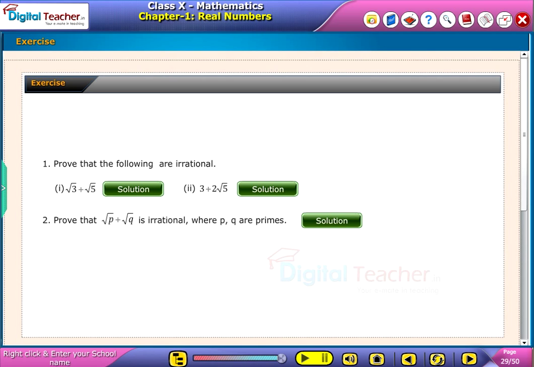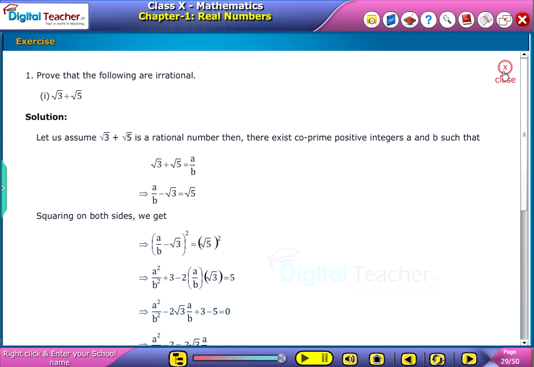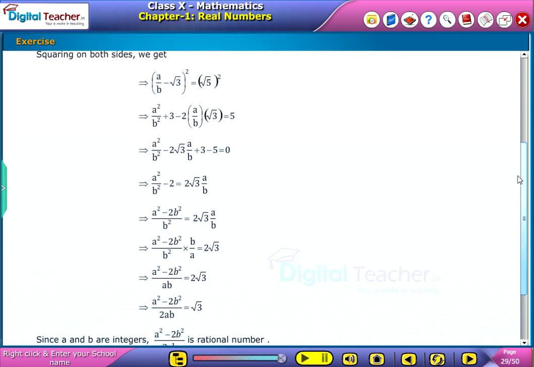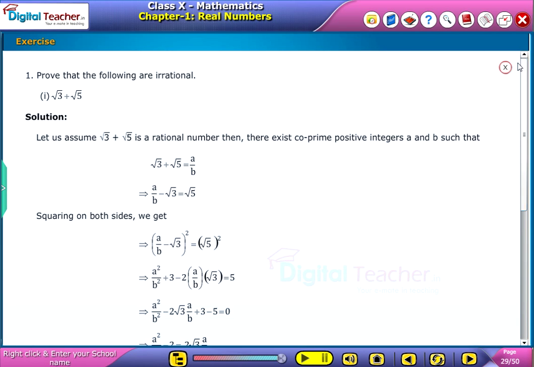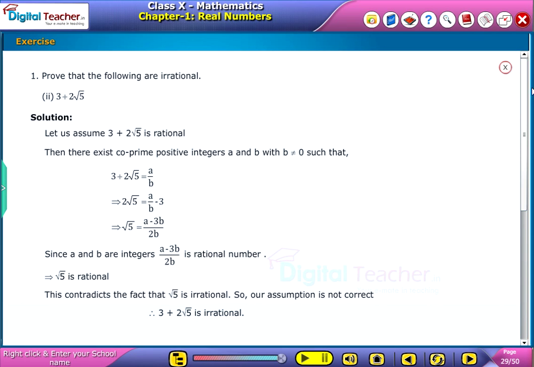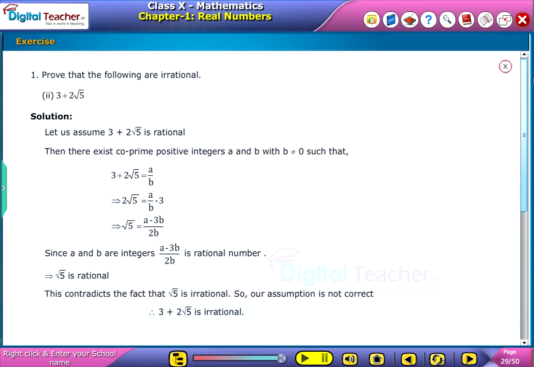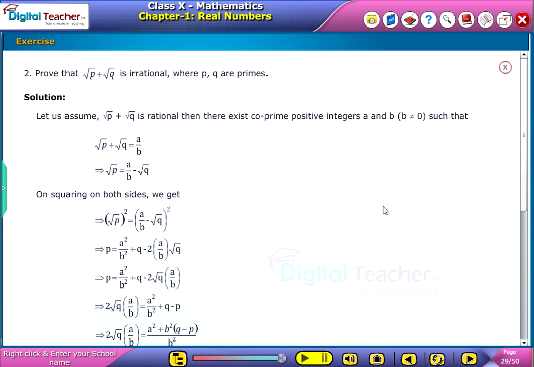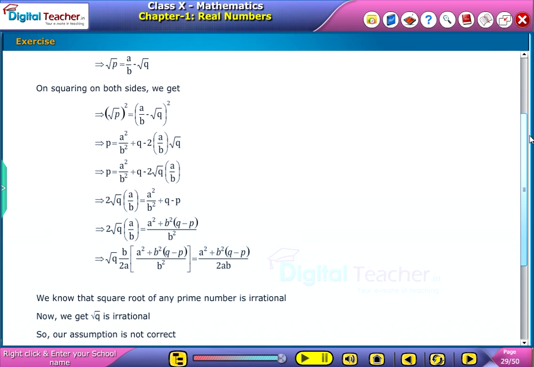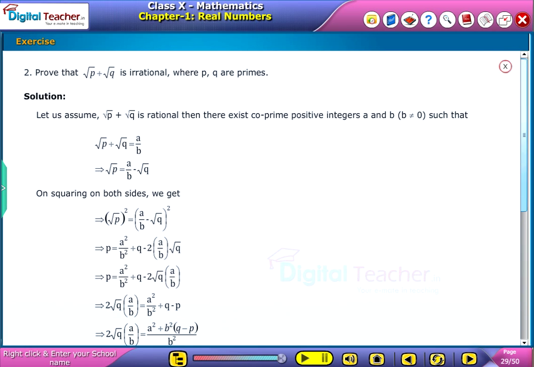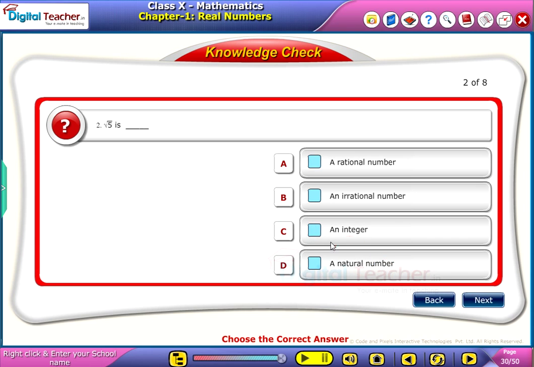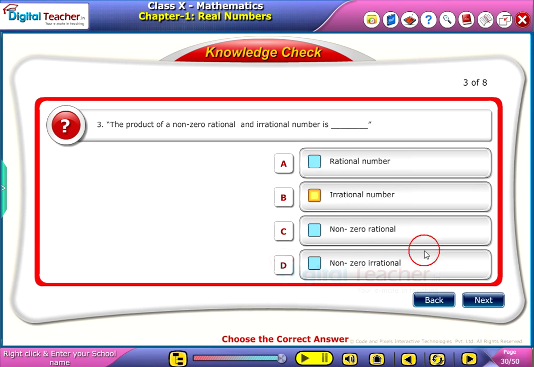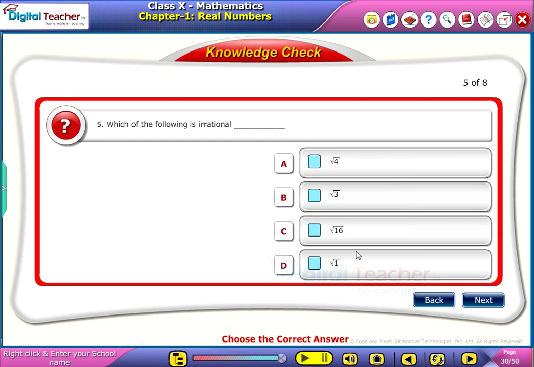Let us solve some exercise problems. Knowledge check. Attempt the following questions to check your understanding.